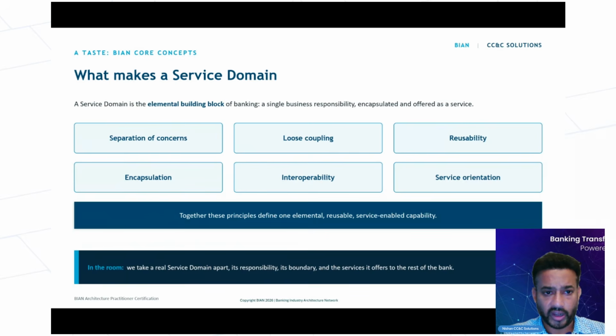We also in the training obviously cover the core concept, which is the service domain and what makes a service domain. How is it composed? How is it defined? And if you were ever to need to tailor that service domain, or in rare cases, identify your own service domains, understanding how BIAN has defined these service domains gives you a lot of confidence in being able to tailor it to your needs or create new ones.